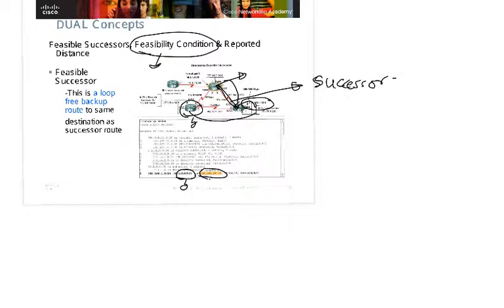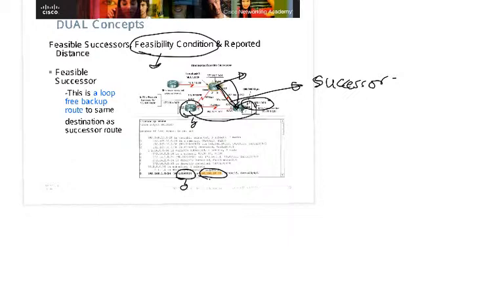R1 now will check. I have a feasible distance, right? I have my distance to the destination, and I have another reported distance from one of the feasible successors. Okay? So the question is, can I consider this as really a feasible successor? In order to check for this, the reported distance has to be less than the feasible distance. If that's the case, then R1 will be stored as a possible backup route for the same destination. So the DUAL mechanism will store R1 in the cache, not in the routing table, as a possible loop-free backup route to the same destination.